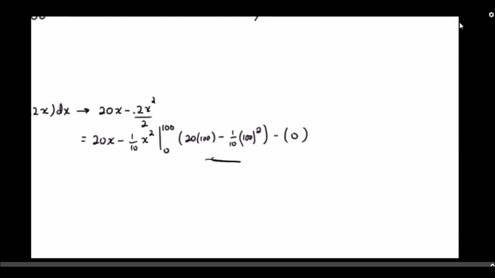So now just evaluating this, 20 times 100 is 2,000. 100 squared is 10,000. If we take a tenth of that, that's 1,000. So this is 2,000 minus 1,000, which equals 1,000.